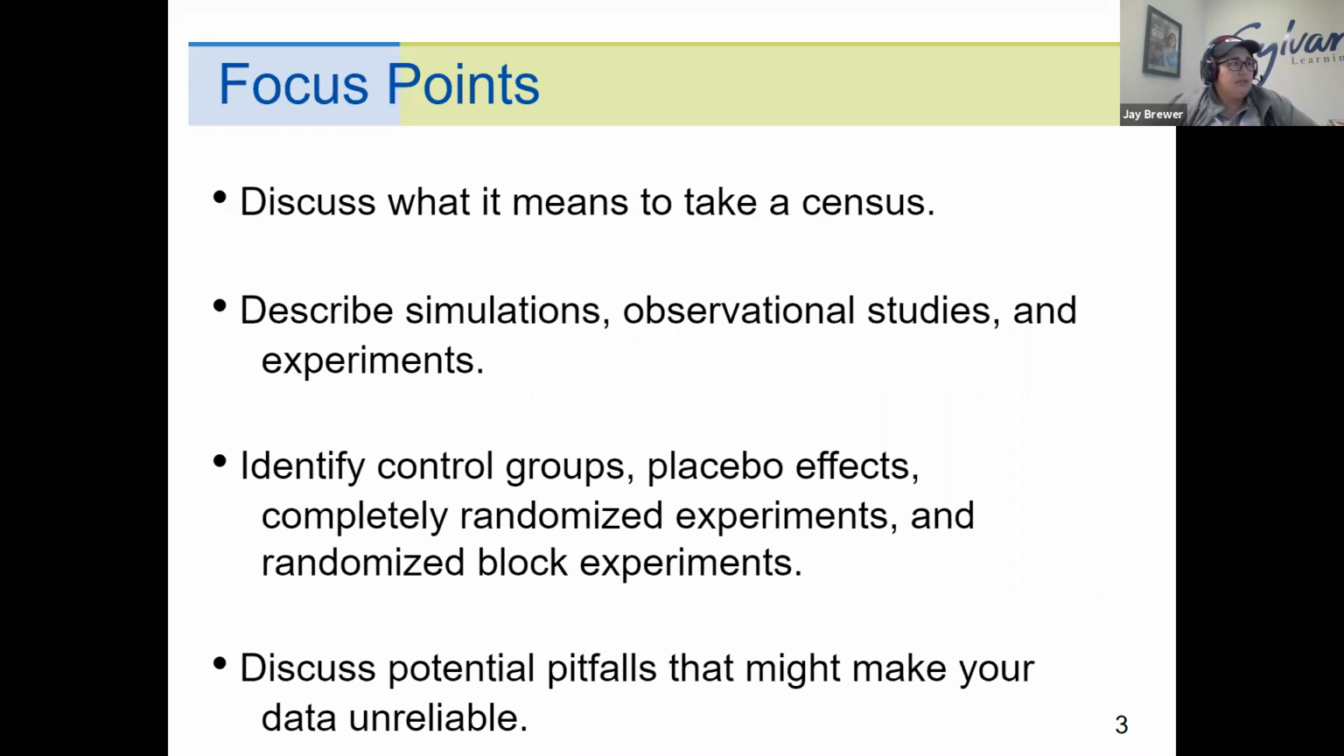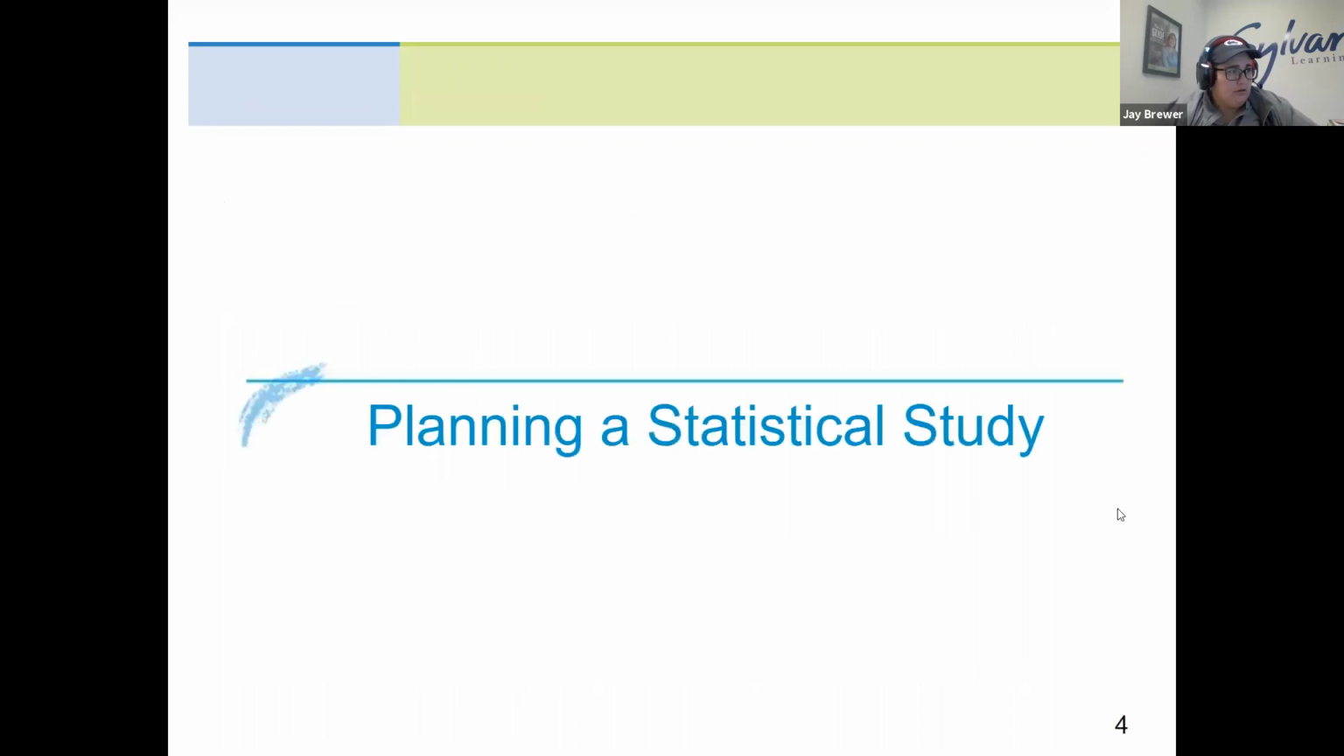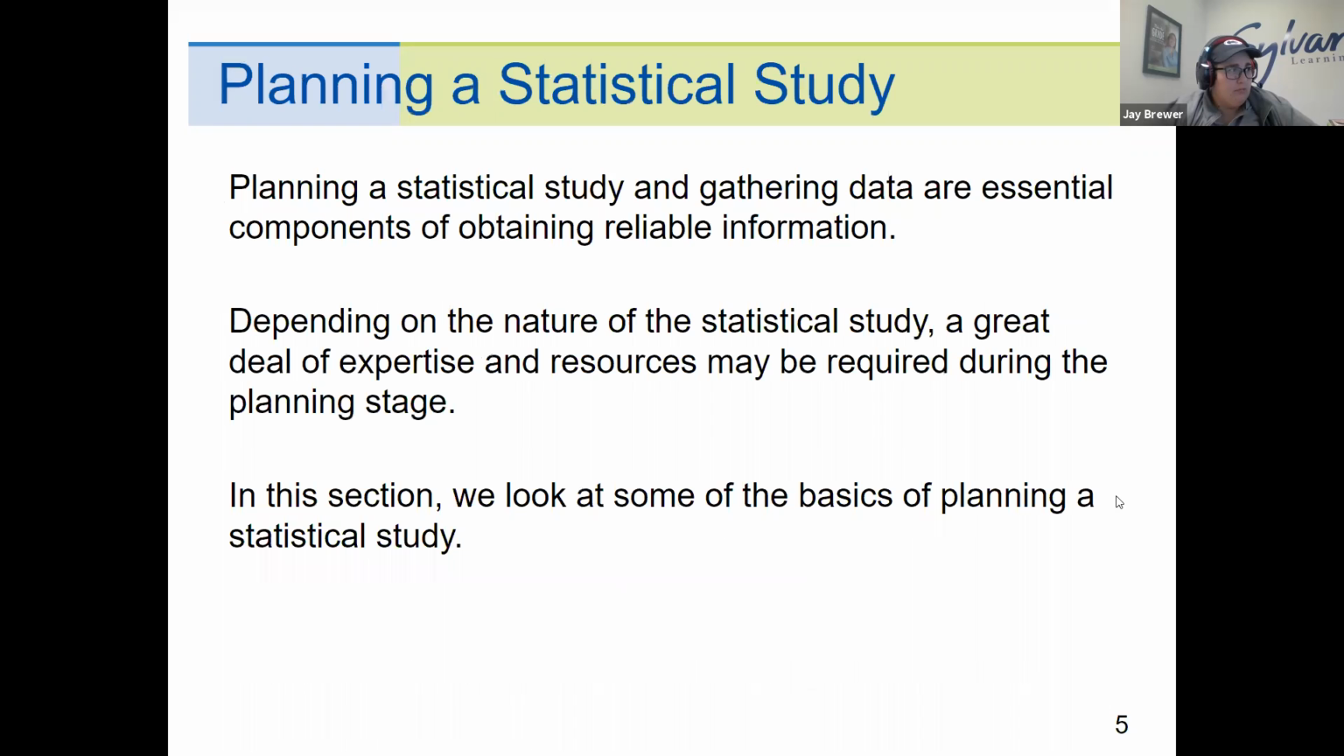Okay, so our discussion points that we're going to talk about today: discuss what it means to take a census. I think we've already talked about a census, so I'm pretty sure you guys are well aware of what that is. Simulations, observational studies, experiments. We'll talk about how to identify control groups, placebos. All right, you get the gist. Planning a statistical study and gathering data are essential components of obtaining reliable information.